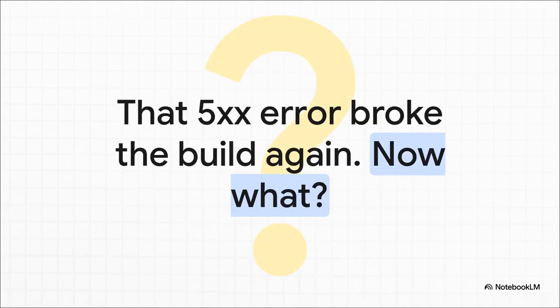We've all been there, right? The CI/CD pipeline turns red, the build fails, and the culprit is some vague 5XX server error. It's the automation engineer's recurring nightmare. So what's the first instinct? Maybe rerun the job and just cross your fingers, or maybe just ping a developer with a, hey, it's broken. But that's not the pro move. Let me show you the difference.